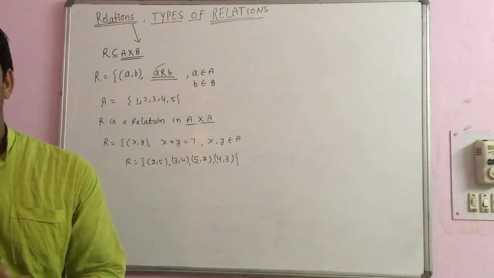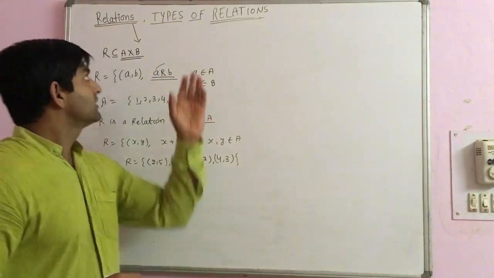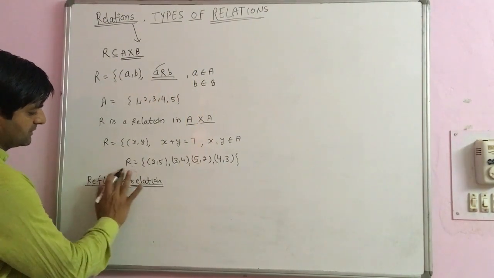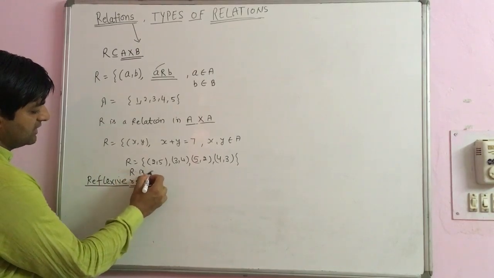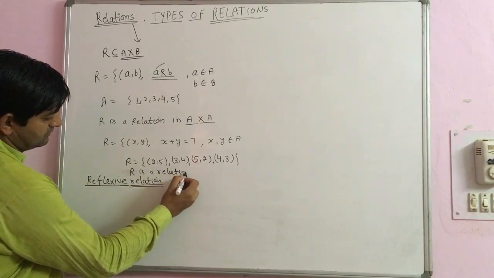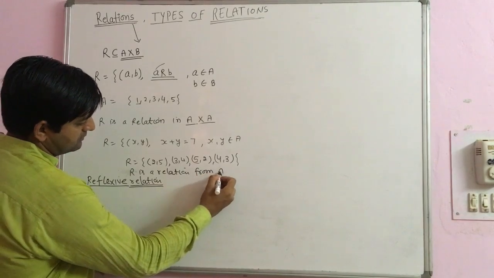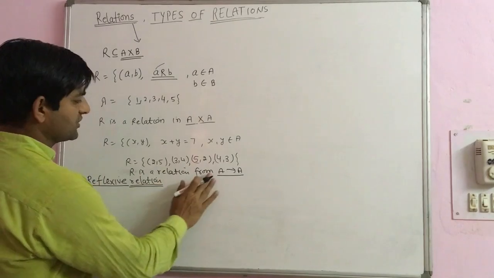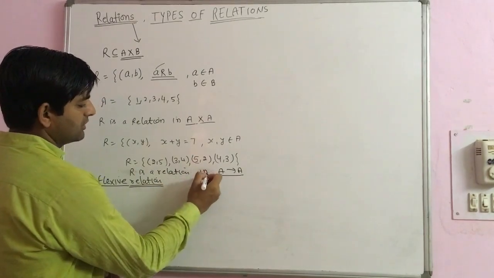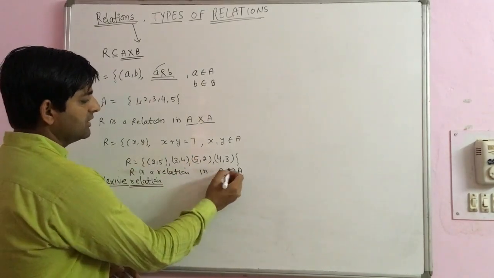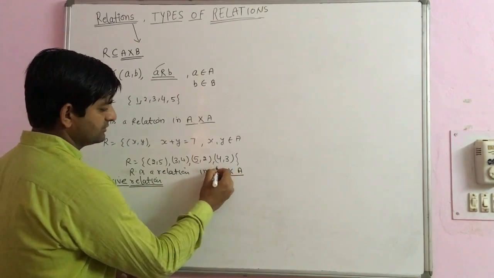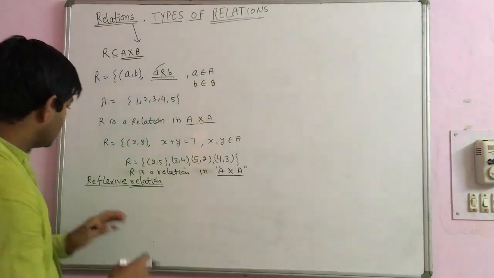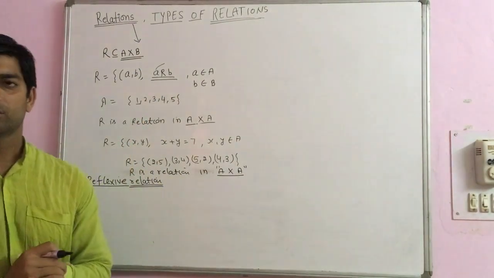Now we are coming to the very important types of relation. Let R be a relation from A to A. Here R is a relation in A into A. Then how do you write a reflexive relation?